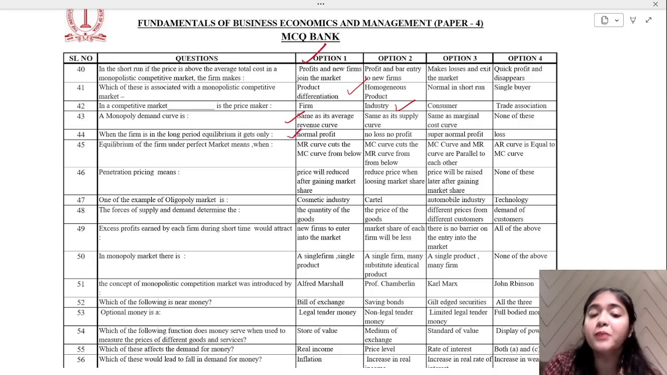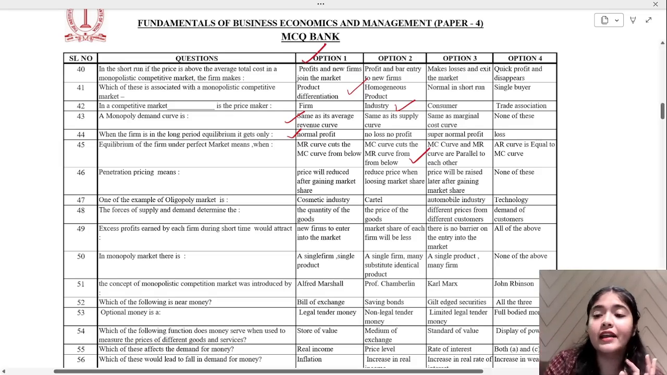Equilibrium of the firm under perfect market is reached when the MR curve cuts the MC curve from below, or the marginal cost curve cuts the marginal revenue curve from below. The third option is that the marginal cost curve and marginal revenue curve are parallel to each other, and the last option is that the average revenue curve is equivalent to the marginal cost curve. Think over it and tell me the correct answer. Yes, the marginal cost curve cuts the marginal revenue curve from below. That is the situation of equilibrium of the firm under perfect market.